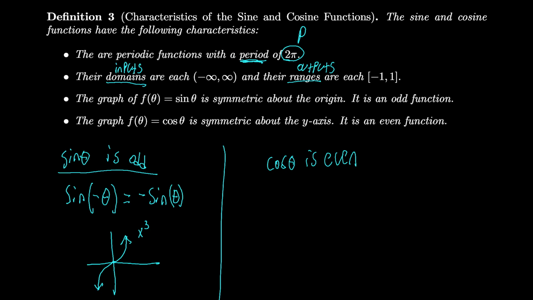And I'm going to do the same thing here. So cosine is even must mean that it behaves like this guy. This guy's even, x squared. It's the easiest even function we remember. What happens to the negative? Well, it just goes away, right?